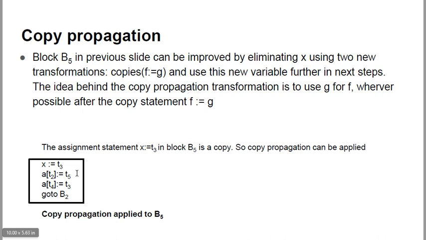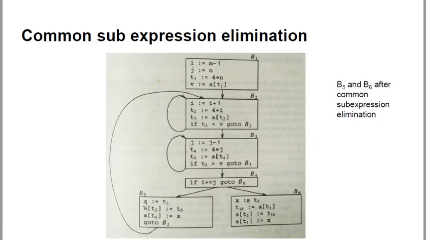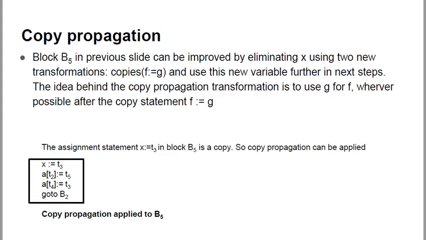So if we see over here X is equal to T3, this is considered a copy statement, and then we see over here X is used. So instead of using X over here, we can use what? T3. So F is equal to G, then we can use G for F. X is equal to T3, so we can use T3 for X. So the copy propagation will change the code in the basic block B5 as such. X is equal to T3, A T2 is equal to T5. Instead of A T4 is equal to X, we can write this T3. So this is another function preserving transformation.